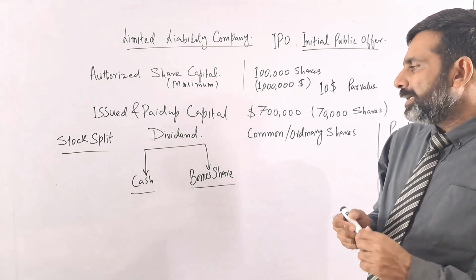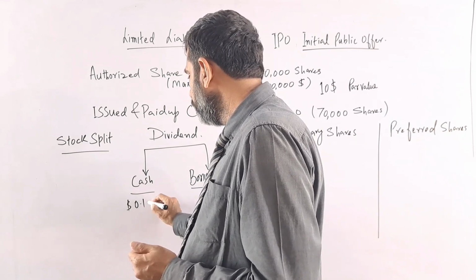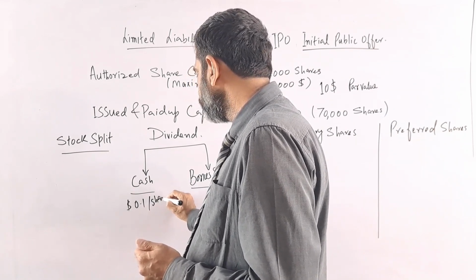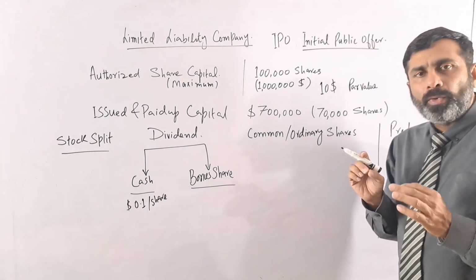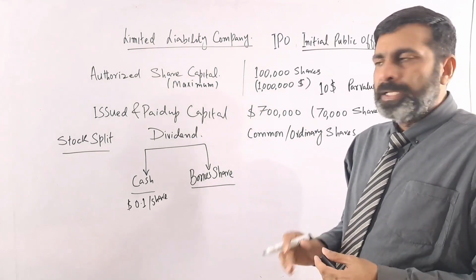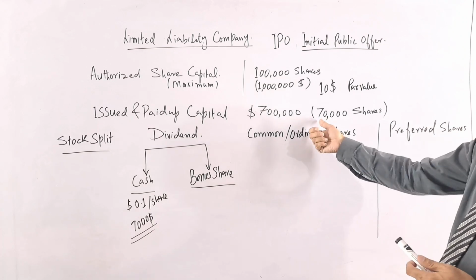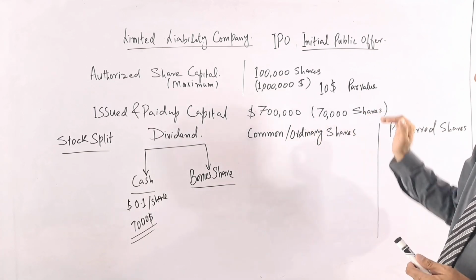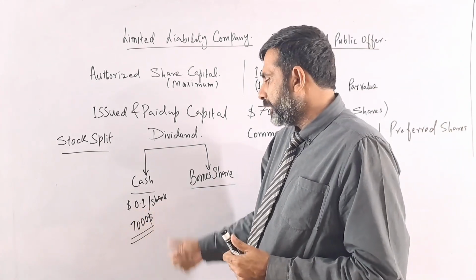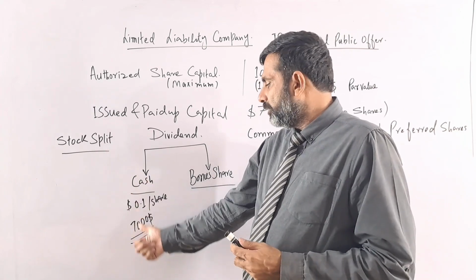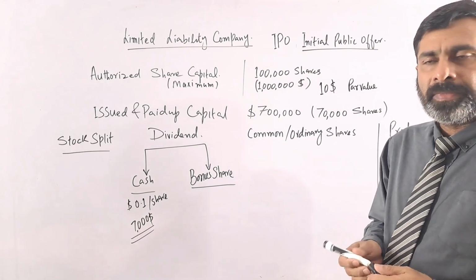So what they can do, they can decide, let's say, $0.1 per share. And they decided that for every share they will give how much? $0.1 as a dividend. So the total number of shares they have is 70,000, and they have decided that they will give a dividend of $0.1 per share. So the total dividend they will give in the form of cash will be $7,000. In this way they are giving the cash dividend.